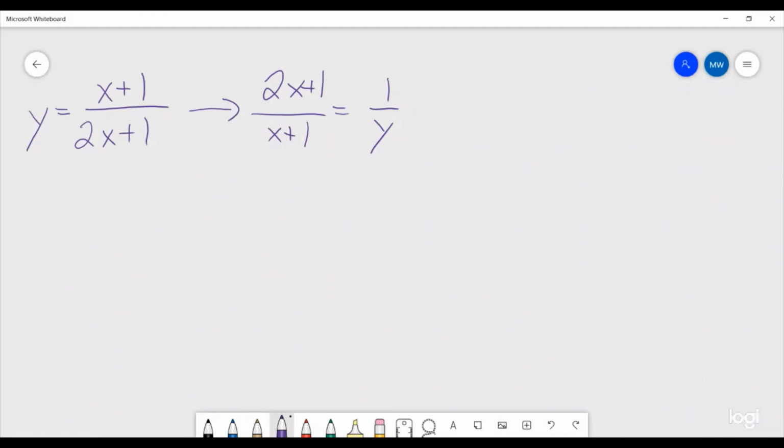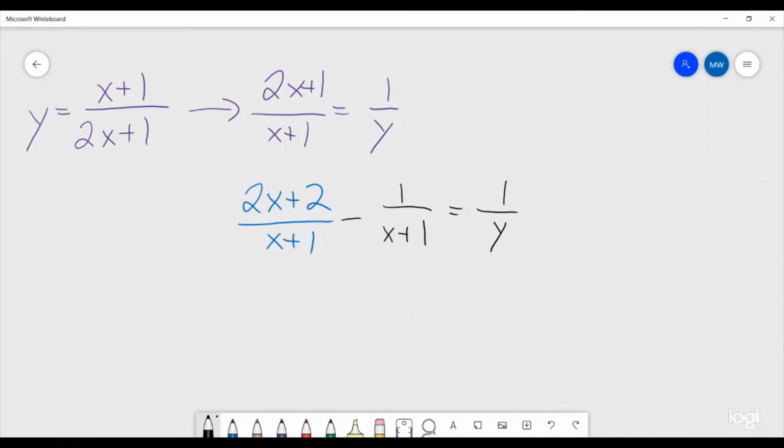We have a 2x on the top and just an x on the bottom. So let's see if we can rewrite the top so it's 2 times the denominator. That would need to be (2x plus 2) over (x plus 1), which is not quite what we have. So we want that piece, but then we need to subtract off 1 over (x plus 1). It's still equal to 1 over y. Now this (2x plus 2) over (x plus 1) is really just equal to 2. So we have 2 minus 1 over (x plus 1) is equal to 1 over y.